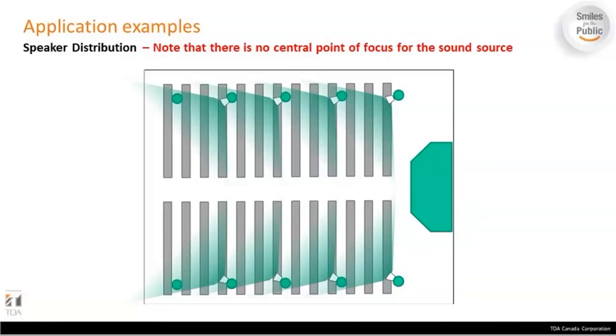But imagine what the condition of the person will be who's just below the speaker. It's going to be very, very loud for that person. So it's better to tap it at, let's say, 7.5 watts or 15 watts and then go a little bit more ahead and then distribute the sound evenly. But in this case, there is no central point of focus for the sound source.